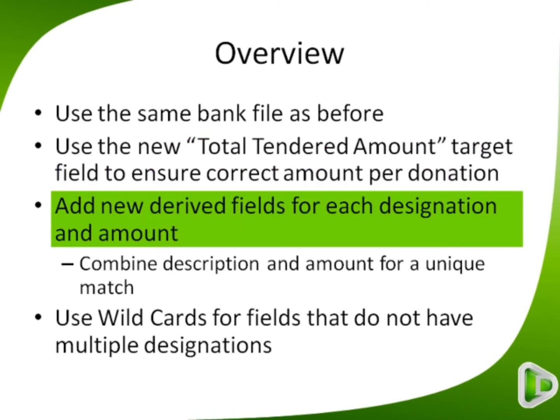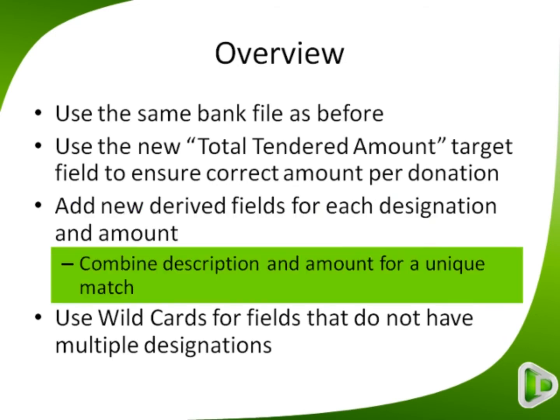To make all this work, we're going to add some new derived fields, one for each designation and amount. So if we have one reference field from the bank that we're going to use for the donor ID, we're going to make derived fields from that, 6 of them, for example, for a 3 designation import, one for each designation and one for each amount, for 6 total. To do that, we actually need to combine a description and an amount to make sure there's a unique match.